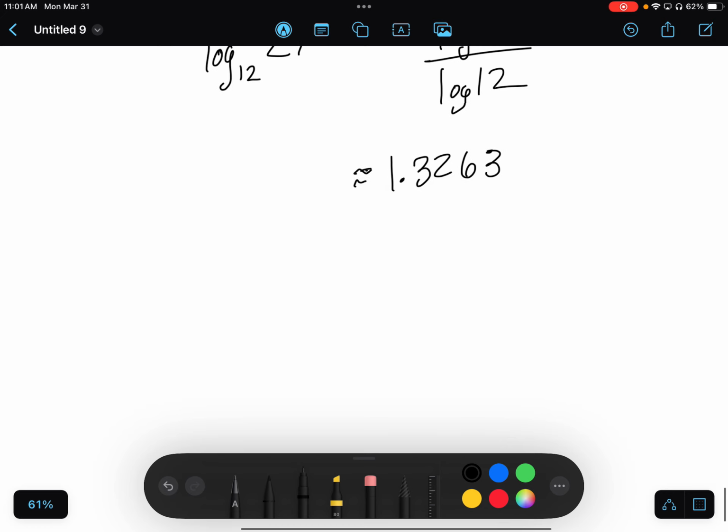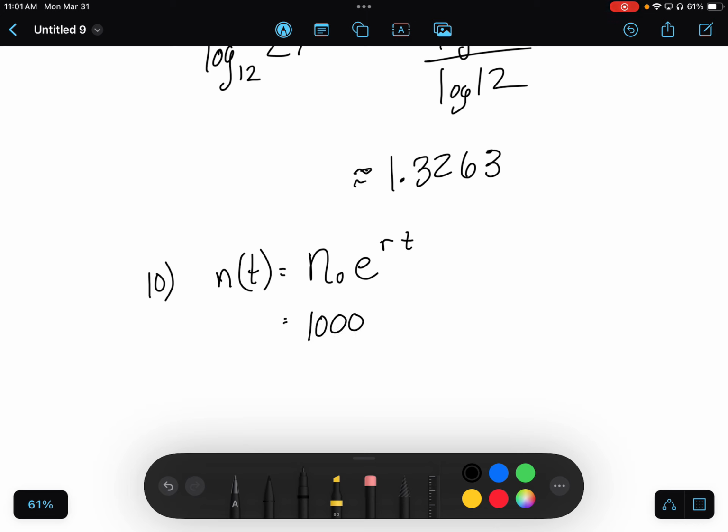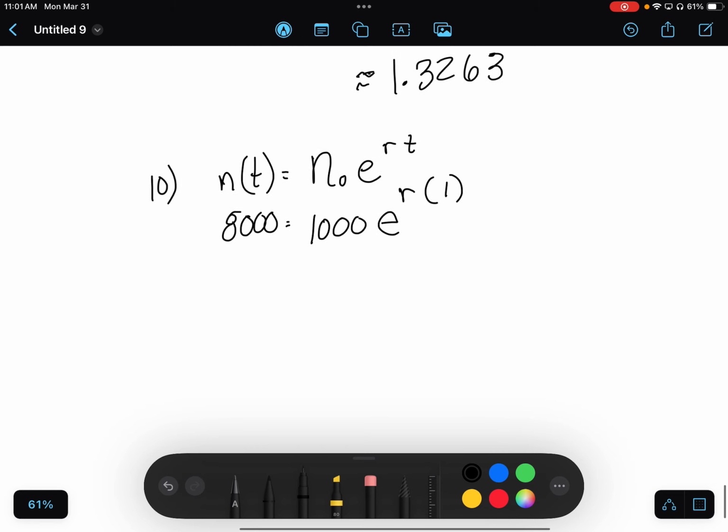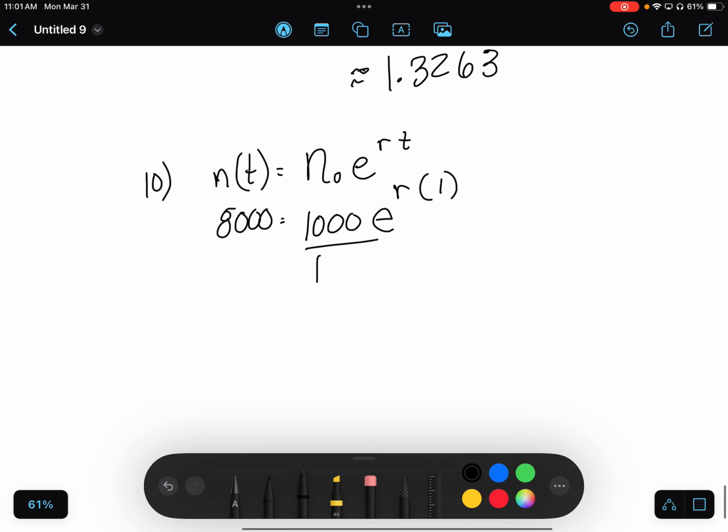Number 10, the initial size of a culture of bacteria is 1,000. After 1 hour, the bacteria count is 8,000. Find the function that models N of t. And remember, N0 stands for the initial size, which was 1,000. We don't know the rate. We know that after 1 hour, though, we're up to 8,000 in that bacteria sample. So we can find the rate. Get rid of any adding and subtracting first, which there isn't any. Then you divide by 1,000. What's 8,000 divided by 1,000? 8.